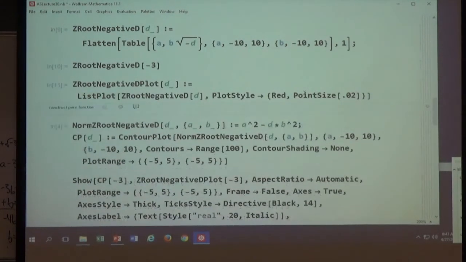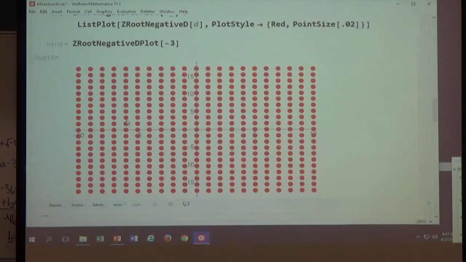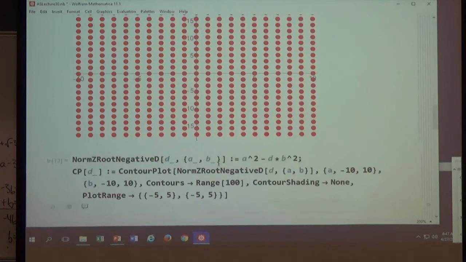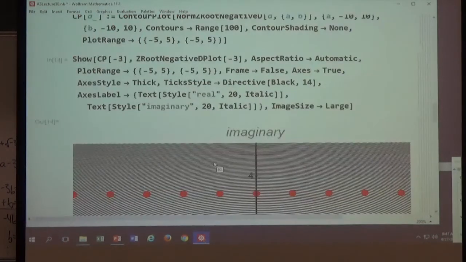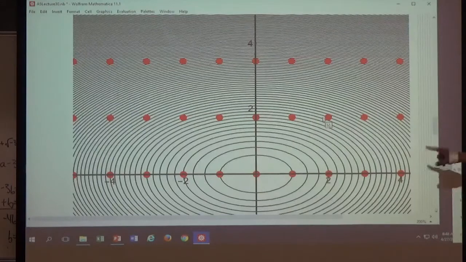This is code that I can use to create a plot of these points, like that. And you want to think of that as the complex plane. Real axis horizontal, imaginary axis vertical. And I can combine these things, and also make level curves of the norm function. Multivariable calculus, level curves. These ellipses are level curves where the norm function is constant.